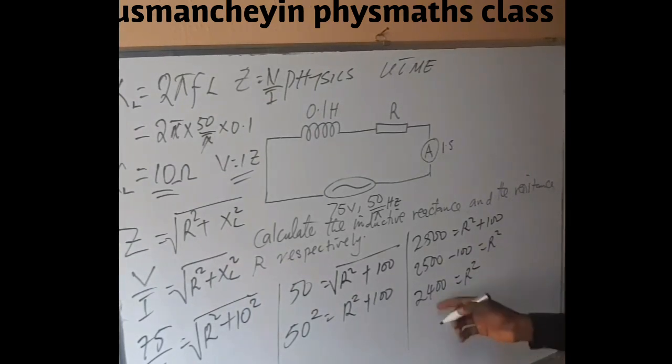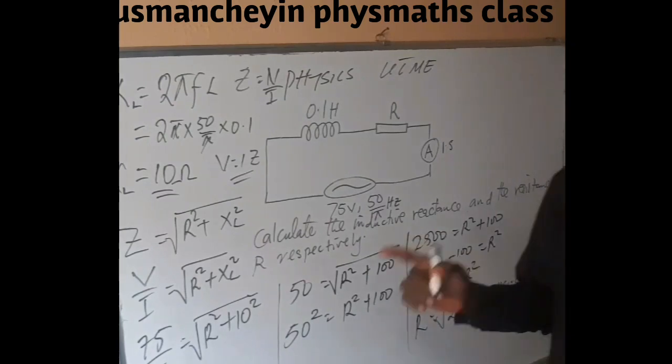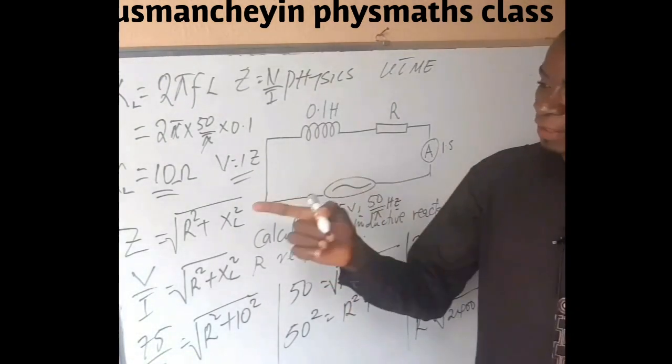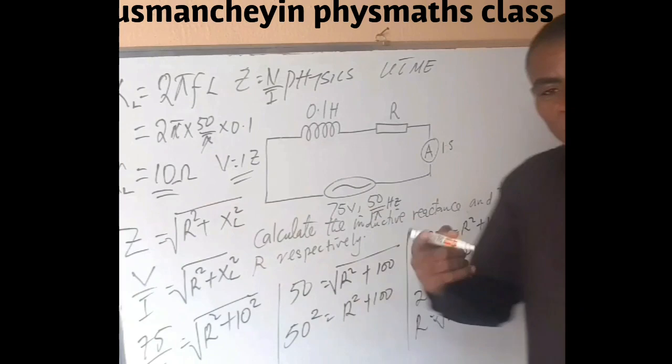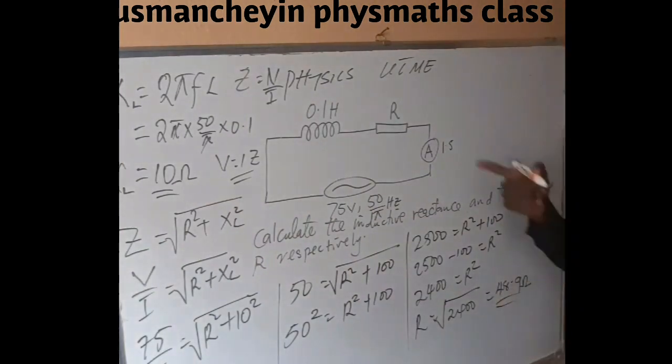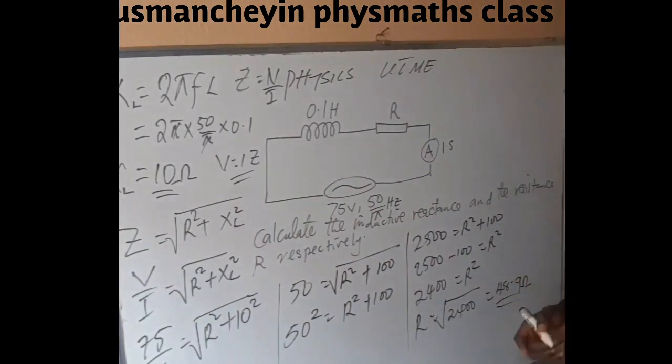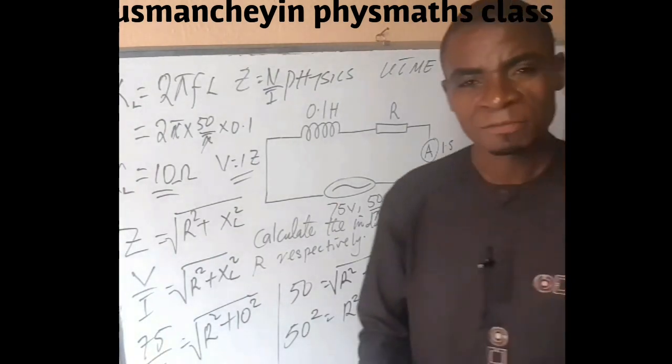Now finally we'll find the square root. Then we'll have R is equal to the square root of 2400, and this is equal to 48.9 ohms. And it means that the inductive reactance, which is XL, is equal to 10 ohms, and the resistance in this very circuit, which is R, is equal to 48.9 ohms. And that is the final answer.